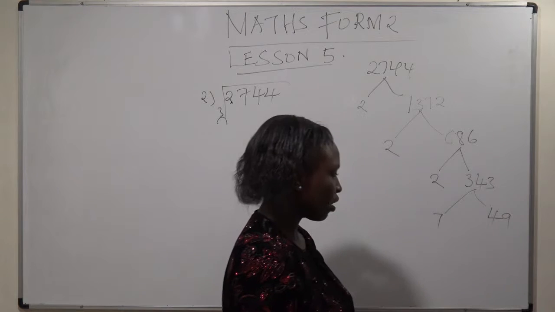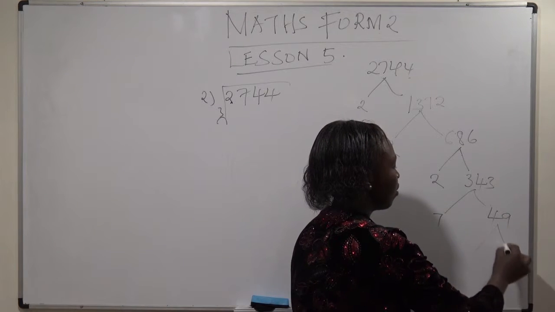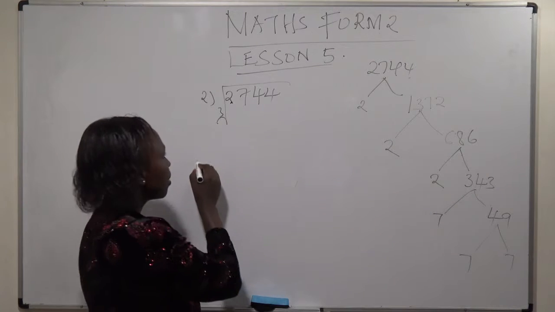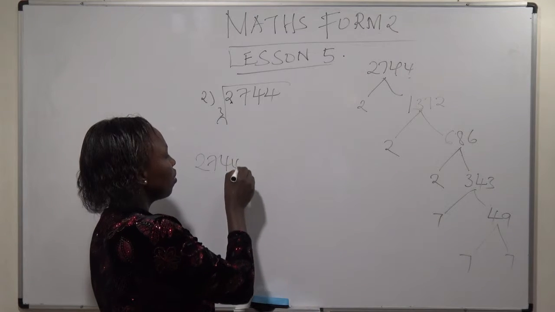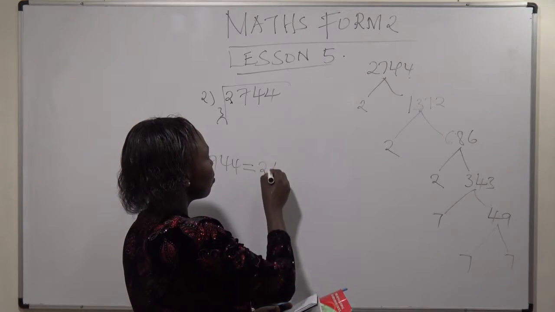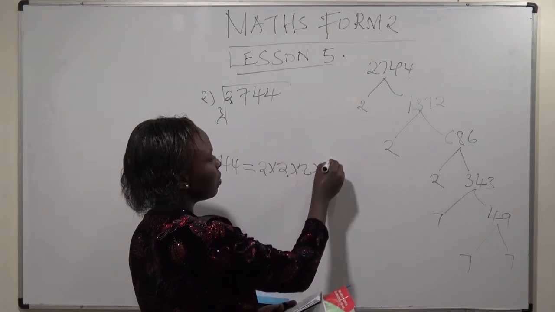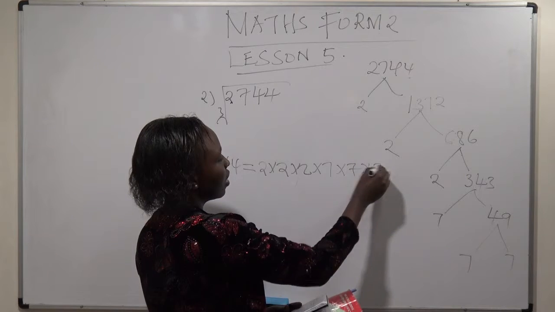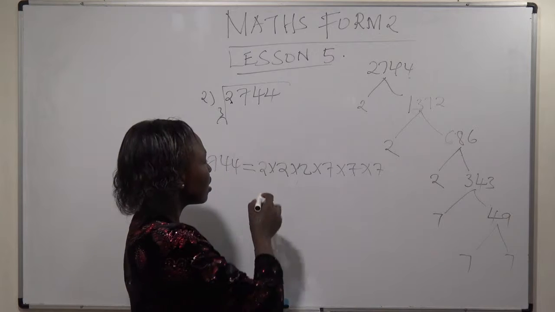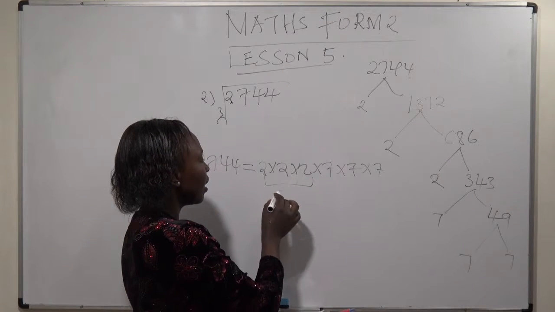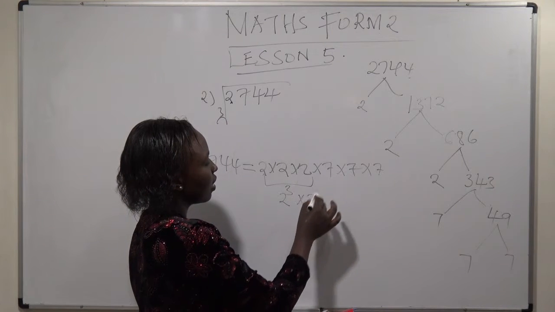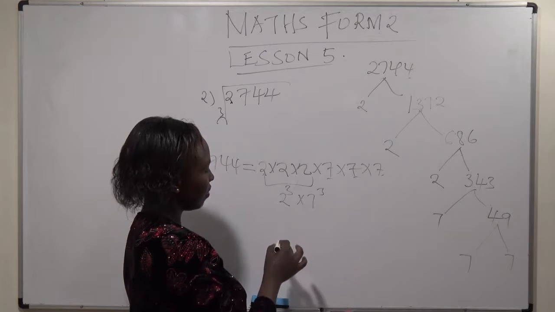So that one is going to give us 49, like that. Then you are going to have 7 by 7 like that. So that means 2744, you can express it in the form of its factors. So you're going to get 2 times 2 times 2 times 7 times 7 times 7. So you combine them in threes. For instance, you can see we have two threes here. So you have 2 cubed multiplied by 7 cubed.